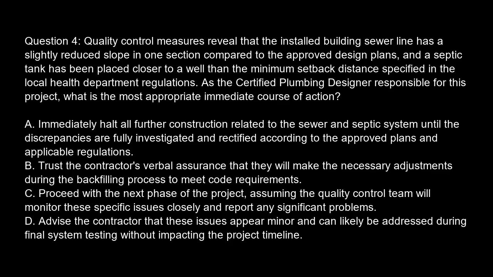Question 4. Quality control measures reveal that the installed building sewer line has a slightly reduced slope in one section compared to the approved design plans, and a septic tank has been placed closer to a well than the minimum setback distance specified in the local health department regulations. As the certified plumbing designer responsible for this project, what is the most appropriate immediate course of action?